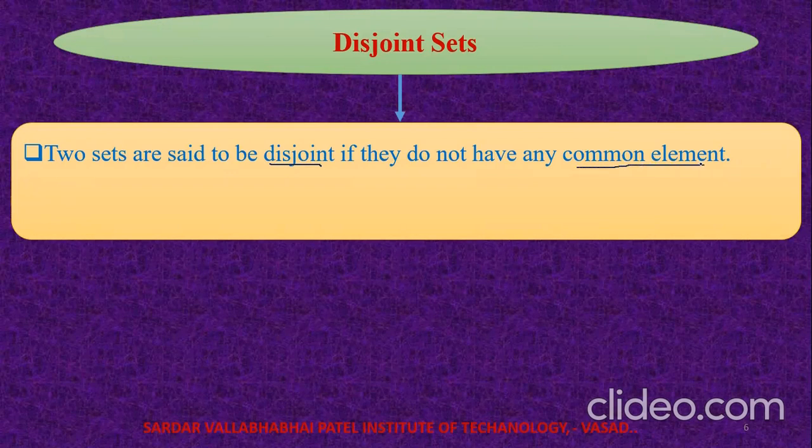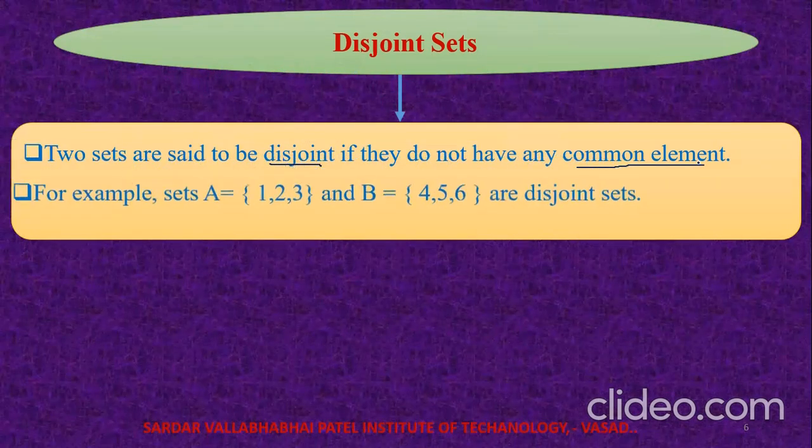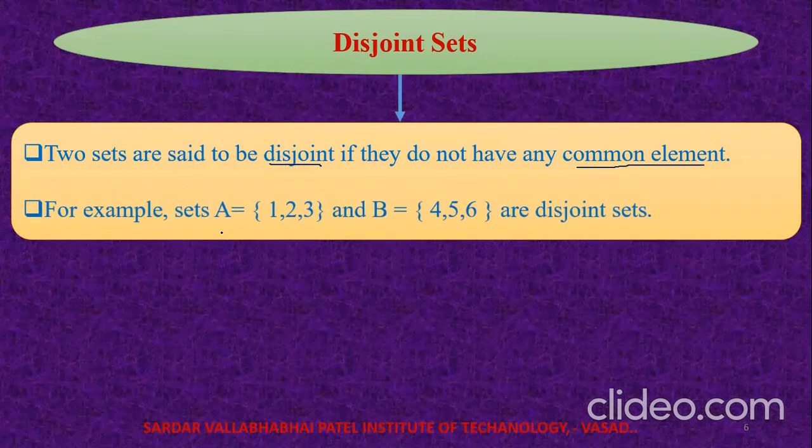Suppose we consider one set as the set of girls in your school, and the other set as the set of boys in your school. Both are totally different, so there are no common elements, so both are disjoint. As an example, suppose A is {1, 2, 3} and B is {4, 5, 6}. A and B have no common elements, so we call both sets disjoint.